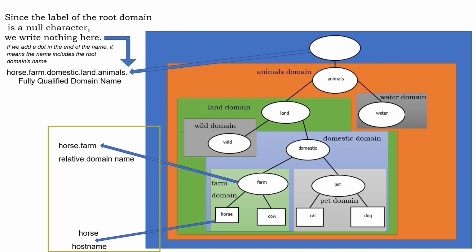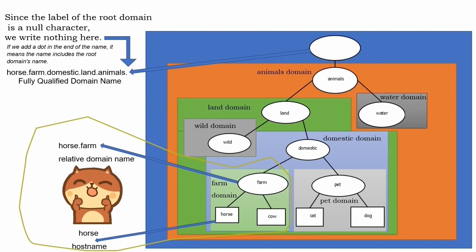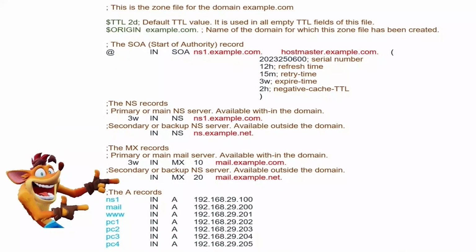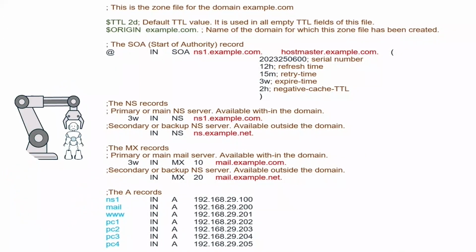A relative name is a host name. It may or may not include the parent domain's name. It does not end with a dot. In the DNS system, you cannot access a resource from outside the domain using its relative name. However, you can access a resource inside the domain using its relative name. These are examples of relative names. You can use both types of names in the zone file, but DNS will process only fully qualified domain names.